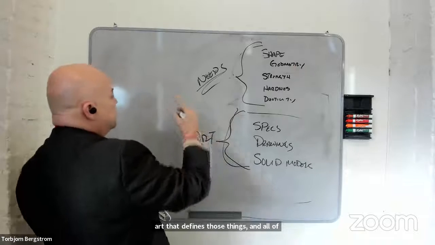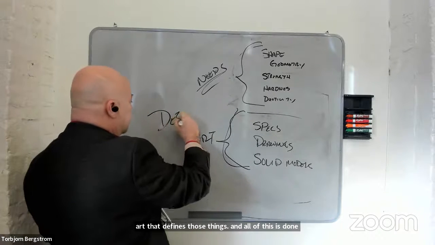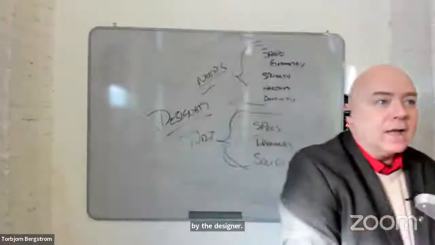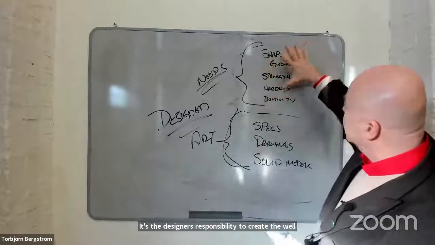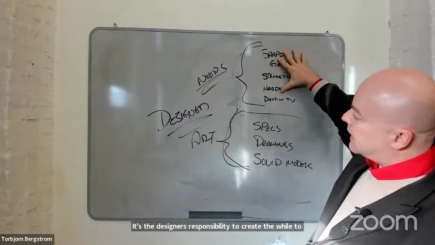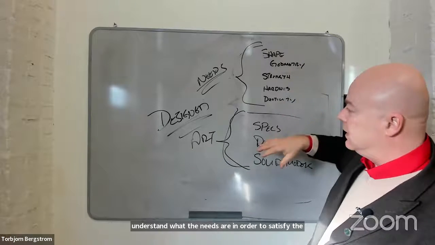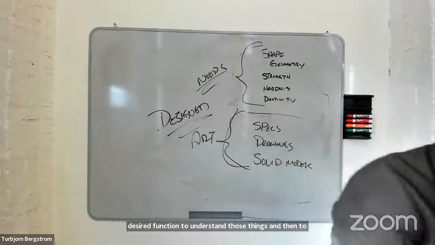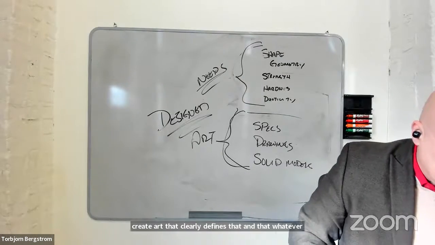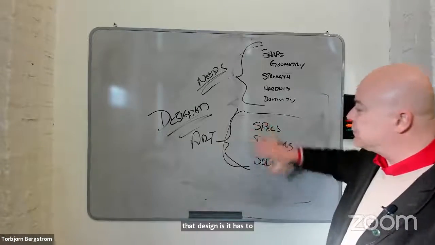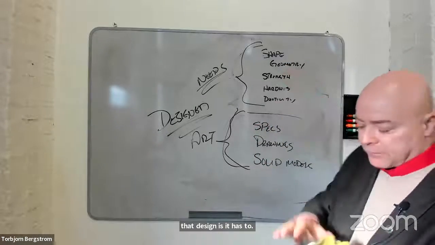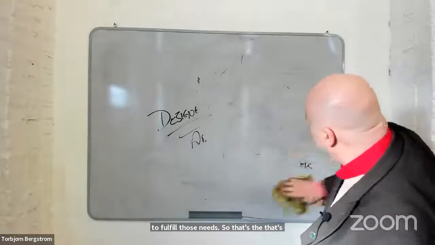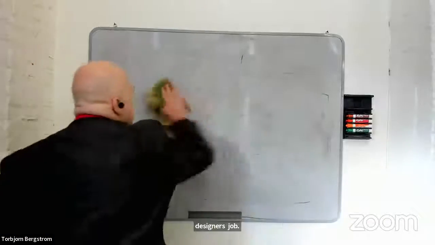And all of this is done by the designer. And it's the designer's responsibility to understand what the needs are in order to satisfy the desired function, and then to create art that clearly defines that. Whatever that design is, it has to clearly express everything needed in order to fulfill those needs. So that's the designer's job, and it's up to the designer to create that art.